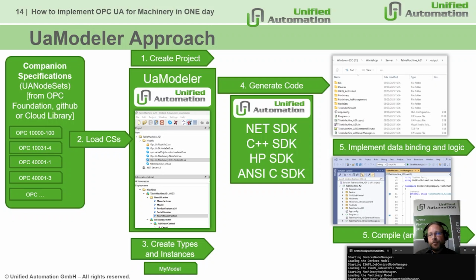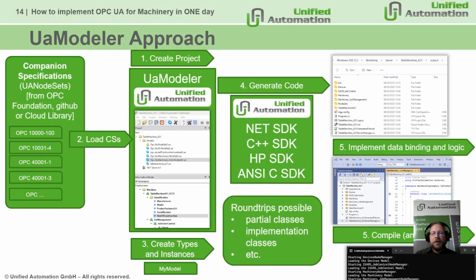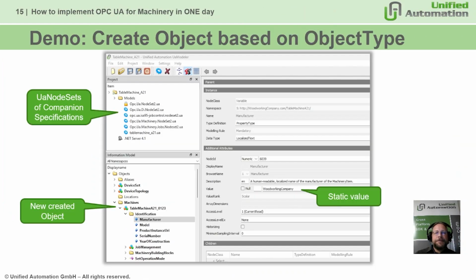Of course, in this approach, we do support round trips, so you can still change your information model, and we have mechanisms so that if the code gets regenerated, you're not overwriting your own code. We use partial classes in .NET, for example. We have implementation classes and so on, so that you're not destroying the code you have generated. I will do a small demonstration of that.